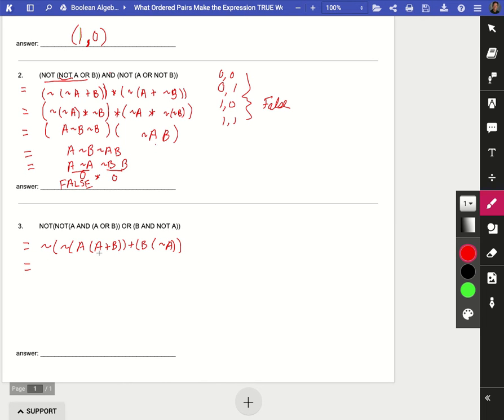Working from inside the parentheses out, A distributes to this A and this B. So that would be AA plus AB. That is not De Morgan's law, because A is not a negative sign. So all of that has a tilde around it.